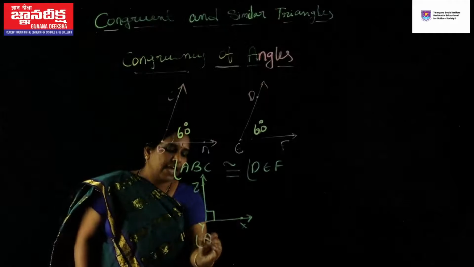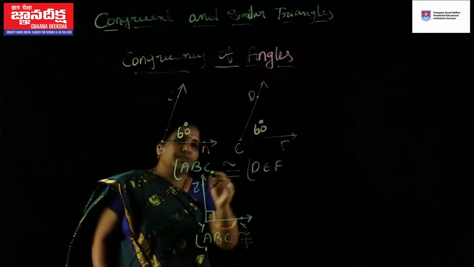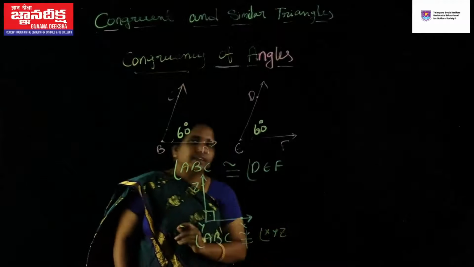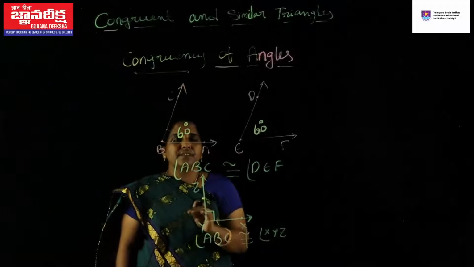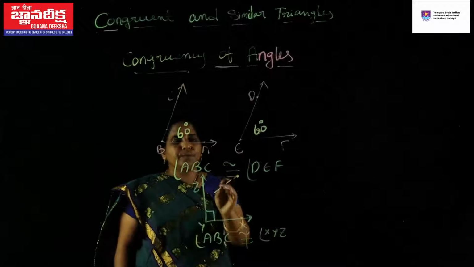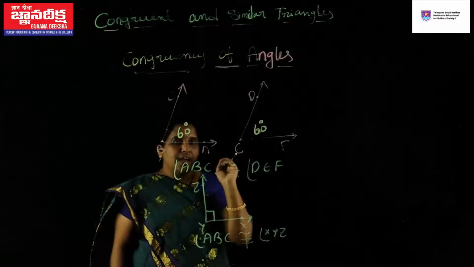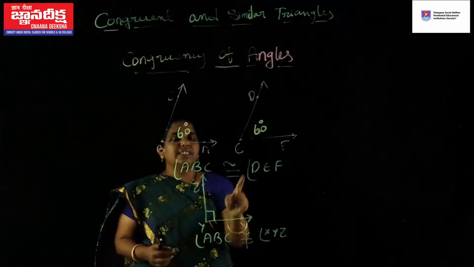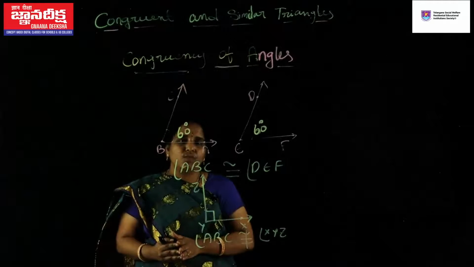Therefore, we say angle ABC is not congruent to angle XYZ. So we are discussing line segments and angles congruency as we use these two in the definition of congruent triangle. I hope you understood congruency of angles. Two angles are said to be congruent only when their measures are equal.